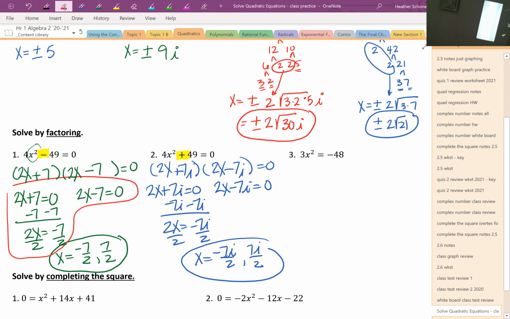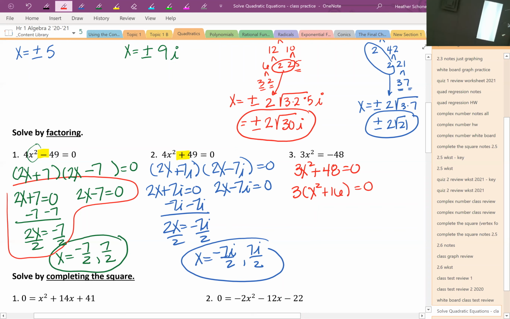Okay, on the last one, that is not set equal to 0, so I'm going to add 48 to both sides. So first thing I do is try and factor, and I'm always going to look for the greatest common factor, which is 3. 48 divided by 3 is 16. Okay, and now I'm going to factor this further. And I'm not looking at the original, I'm looking at that. You always look at the step in front of you that you're factoring.